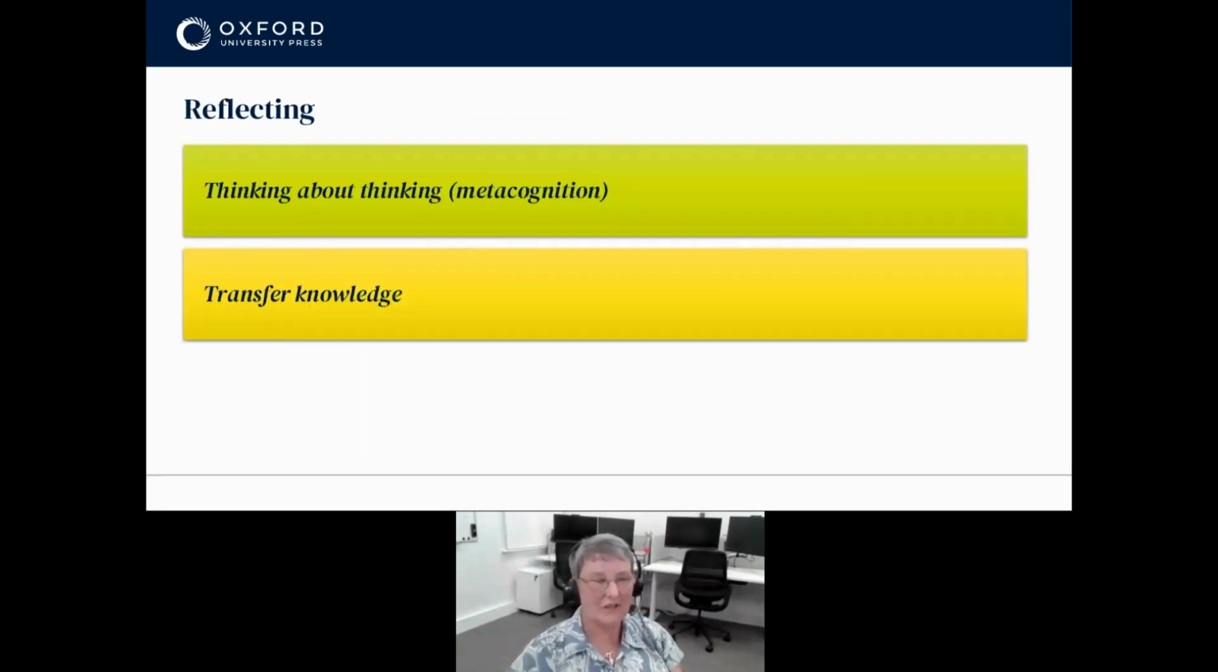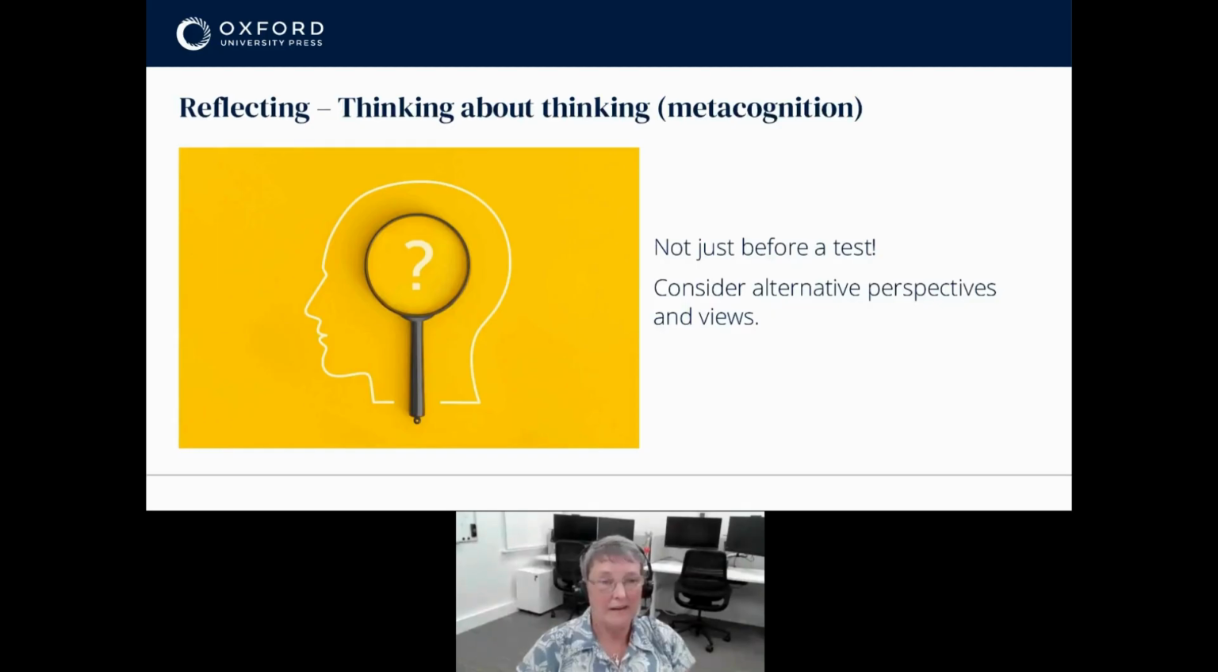Okay, we're getting to the last section of reflecting. So we've done a lot of the cognition aspects where the students are actually doing the thinking. Now we want to think about the metacognition. We want them to think about their thinking and to transfer their knowledge. So key thing is, too often, and I will admit I've done this as well, that when you want students to reflect, please don't just do it before a test. It can happen all the way through.